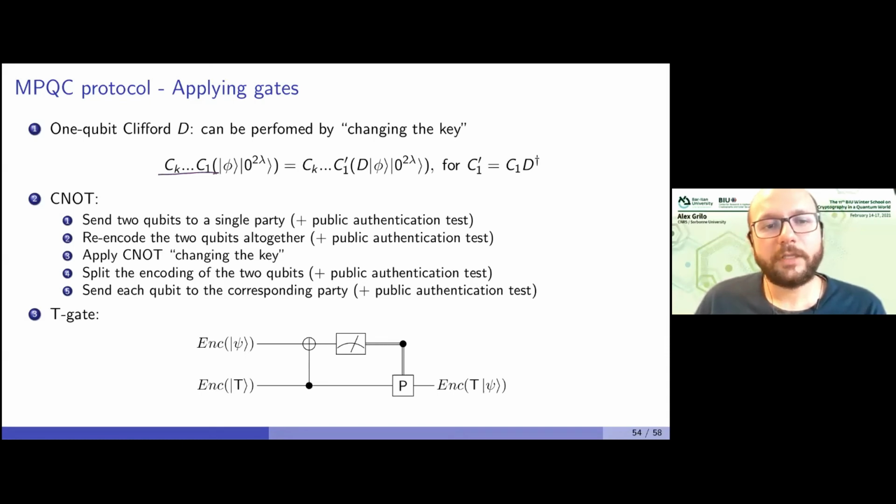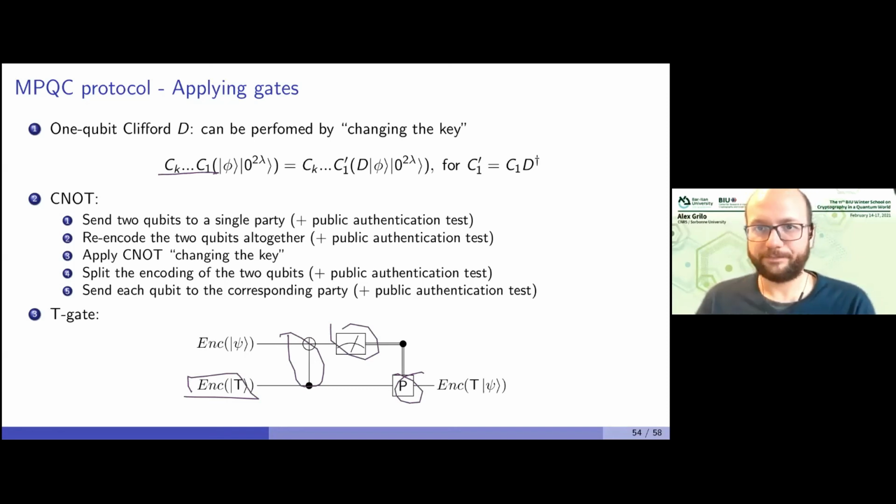The point is we don't know how to apply the T-gates on the Clifford encoding, but if you're given these auxiliary states that we call magic T states, then we can use this T gadget that you have here in order to compute the encoding of T on the state psi. And notice that all of the operations in this gadget, like the CNOT, the measurement, and the Pauli, can be done with only Clifford operations.